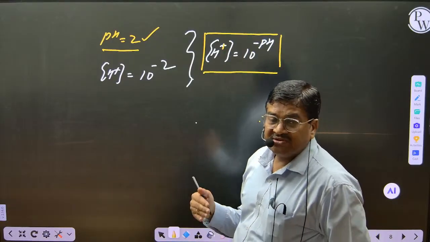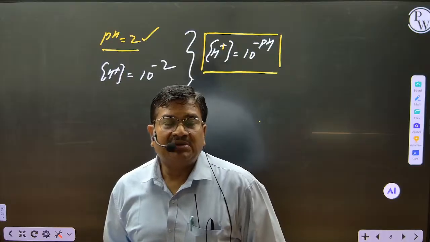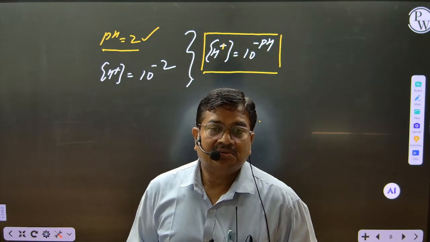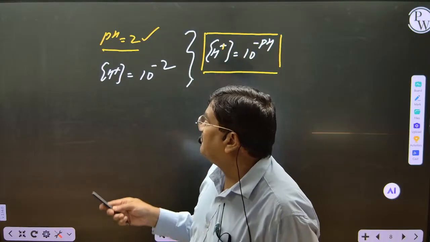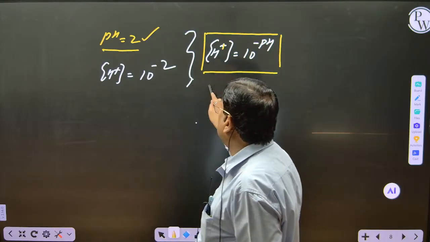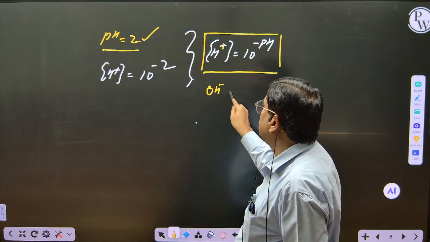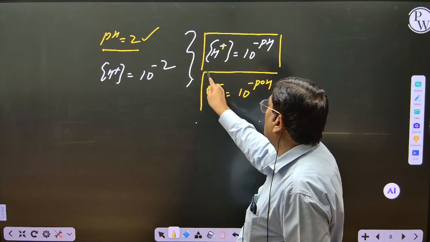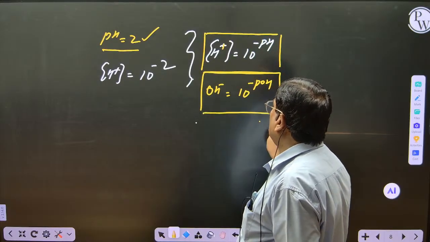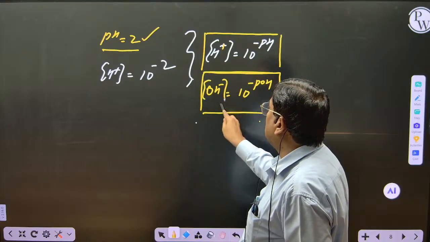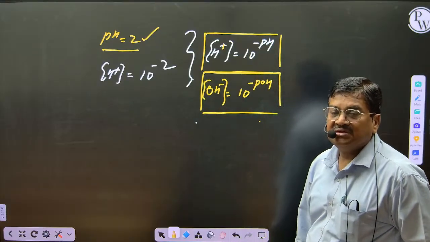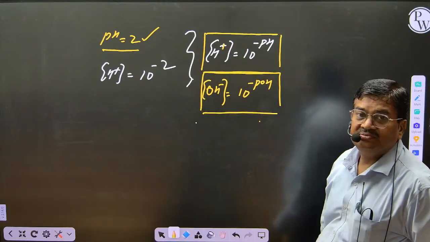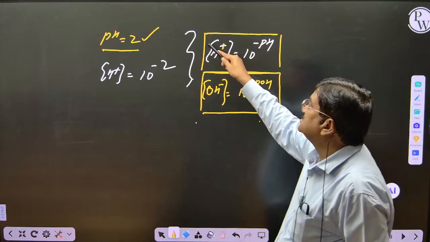Understood? Suppose pH of the solution is 4. What will be its H plus ion concentration? 10 power minus 4. In the same way, if OH minus ion is to be written, how do we write? OH minus ion concentration is equal to 10 power minus pOH. Hydroxyl ion concentration is equal to 10 power minus pOH. That means taking anti-log of pH, we get this relation. Understood, students? Copy this relation.